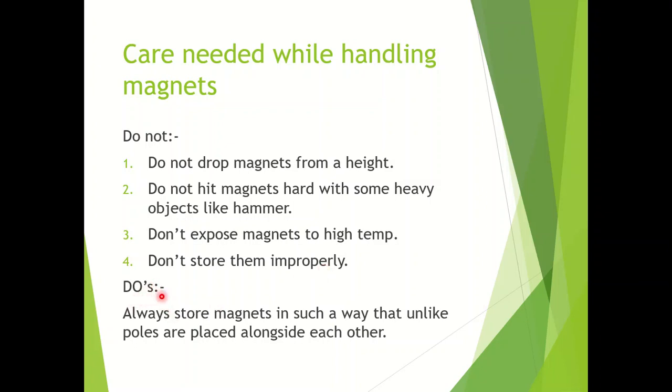How can we store them? We should store magnets in such a way that unlike poles are together, means near the north there should be the south pole, and near the south there should be the north pole. These are placed alongside each other. There is a box. In the center of the box there is a wooden block, and on one side of the wooden block one magnet is kept whose north pole is on one side, and the other magnet's south pole is towards the north pole. In this way we can store the magnets.